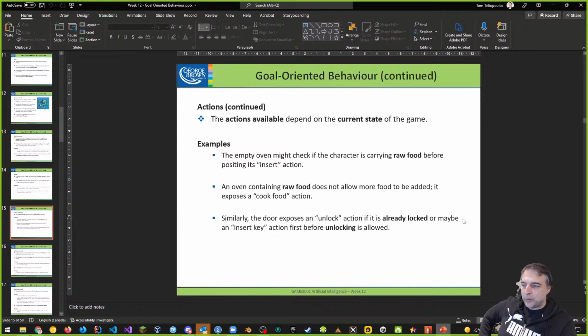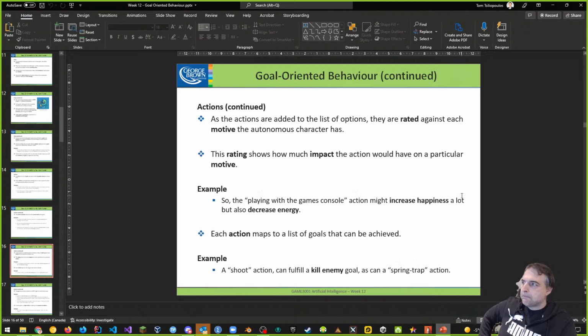Similarly, the door exposes an unlock action if it's already locked, right? Or maybe an insert key action first before unlocking is even allowed. So do you have a key? No? Okay. If you don't have a key, then maybe insert key is not even there, right? And sometimes giving the insert key action to the player might be kind of giving them a hint of what to do, right? That's also not a bad thing, depending on the type of game you're playing.